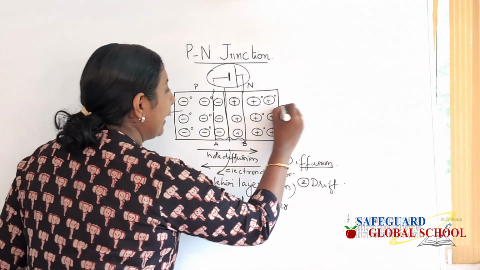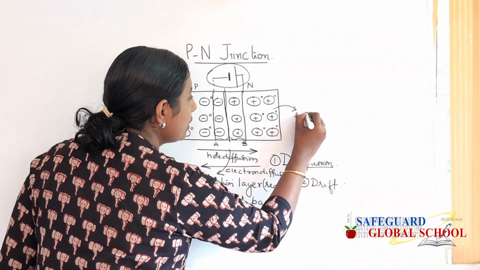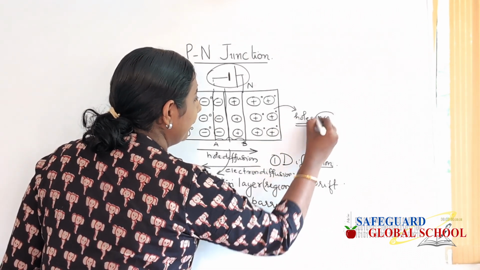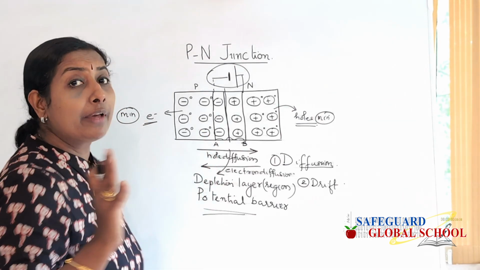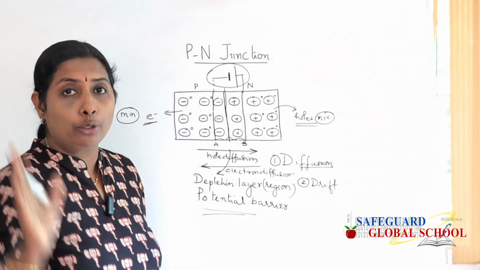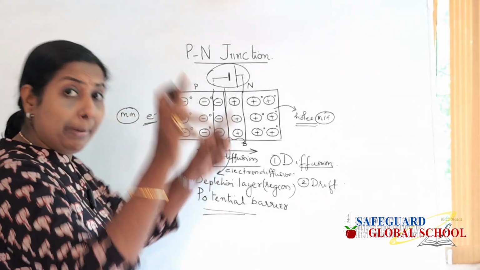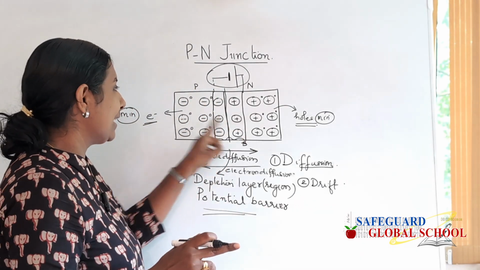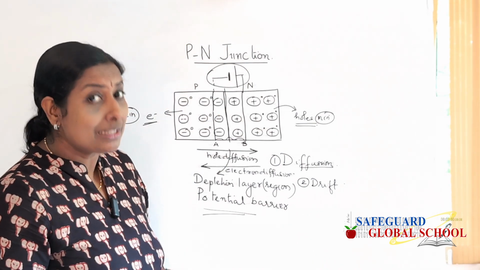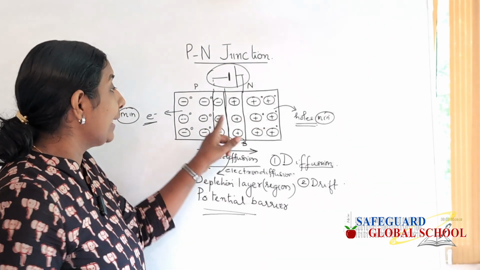And in the N region, there are holes also, isn't it? And these holes are the minority carriers here. All this time we were talking about the majority carriers, right? So we have forgotten about the minority carriers. But there were minority carriers in both regions. Can these minority carriers move across this junction? Think about it. Can these minority carriers?